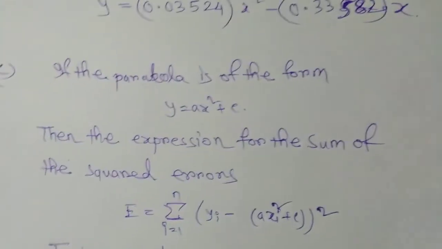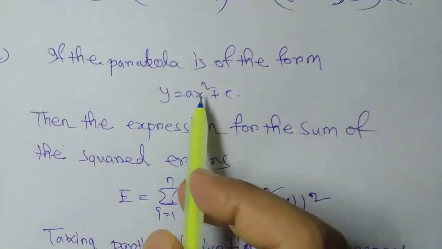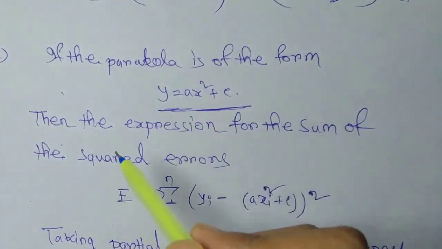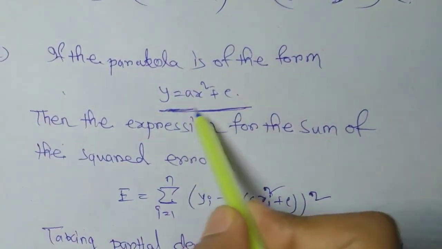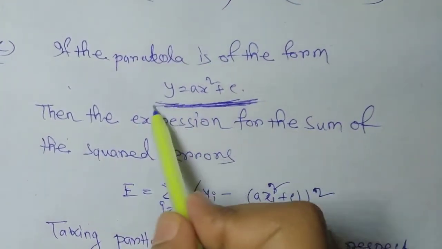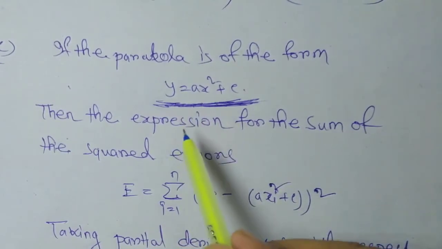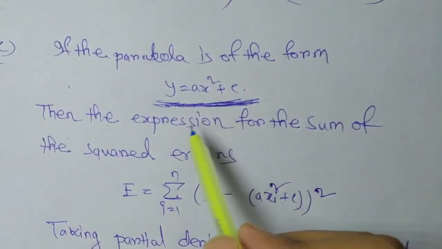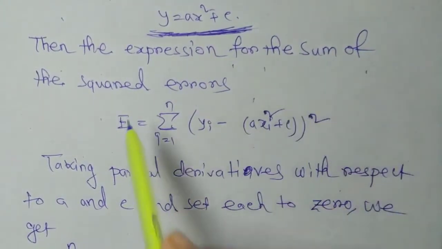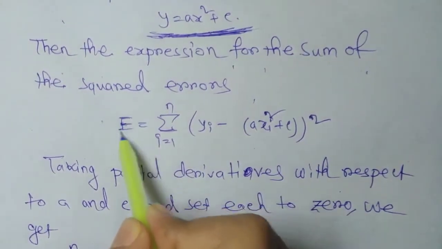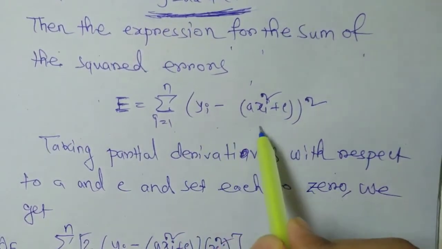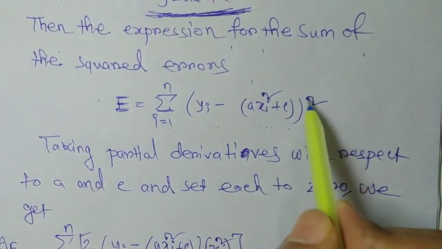Now the next case arises: if the parabola is of the form y is equal to ax square plus c, then what will you do? In this case also we will proceed in a similar manner. In the first two cases we found the normal equations. Here the expression for the sum of squared errors, which we already considered as capital E, equals the summation for i equal to 1 to n of yi minus (a xi square plus c), whole square.